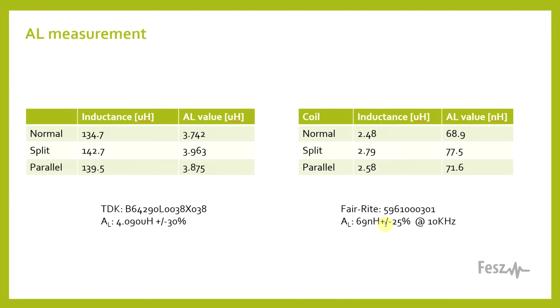However, it's important to observe that the values did vary in the same way. The smallest value was observed for the normal winding, while the largest value was present on the split windings. And the parallel coil was somewhere in the middle. So the coiling technique will probably have a small impact on the observed inductance.